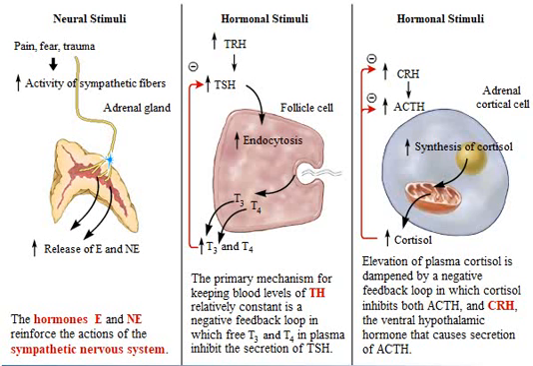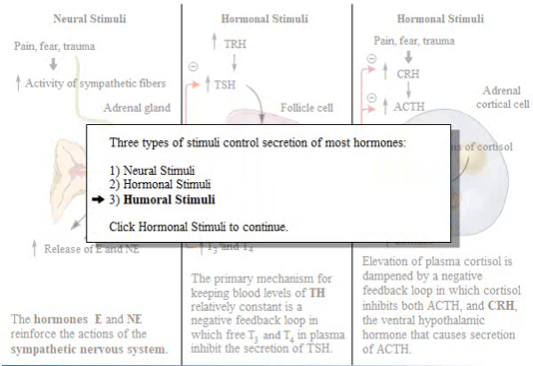Stressors like those that elicit secretion of epinephrine, pain, fear, physical trauma, infection, prolonged cold or emotional stresses also elicit secretion of corticotropin-releasing hormone. Click humoral stimuli to continue.